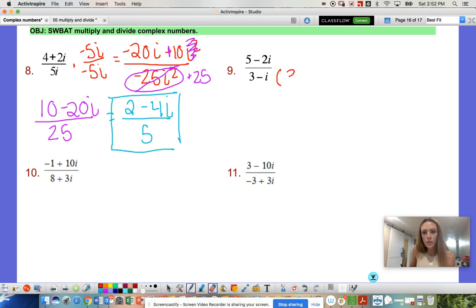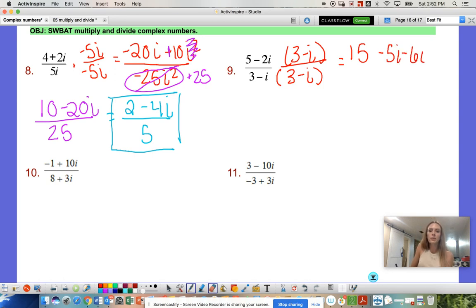All right, next one. 3 minus i is the conjugate here. So we actually have 15 minus 5i. Boys, I need you to be quiet right now. Minus 6i plus 2i squared. And on the bottom, I have 9 minus 3i. Whoops, this is supposed to be plus. Oh, no. The conjugate is positive.